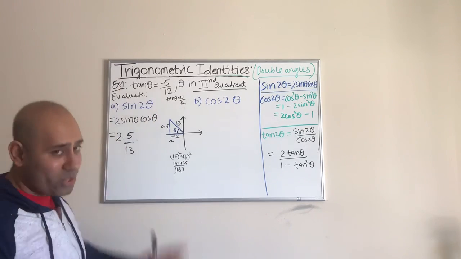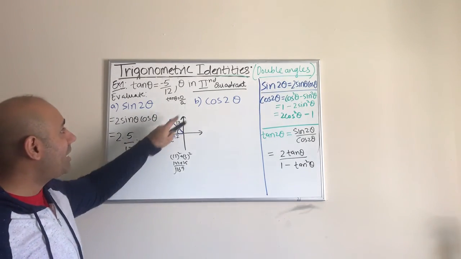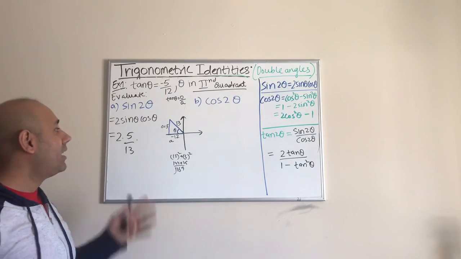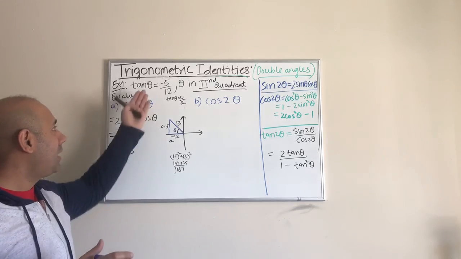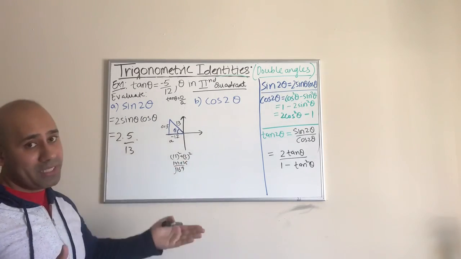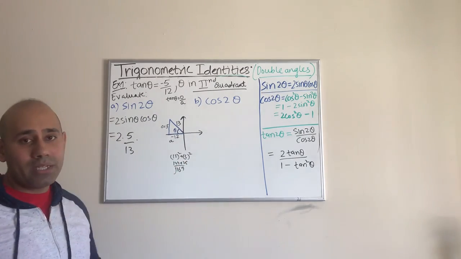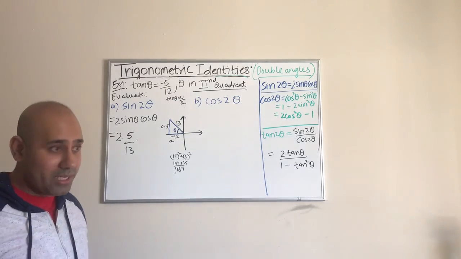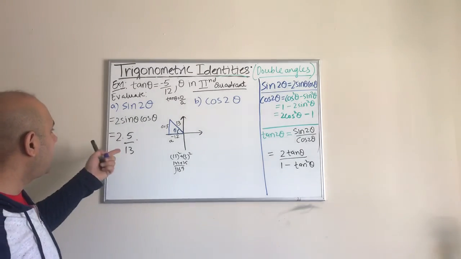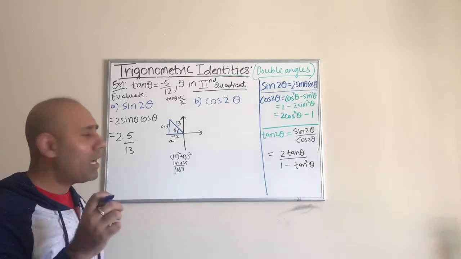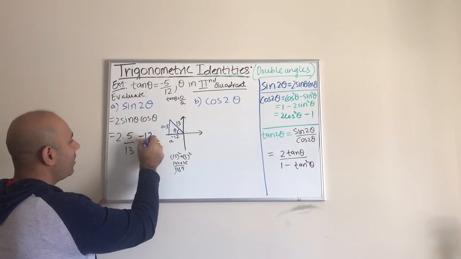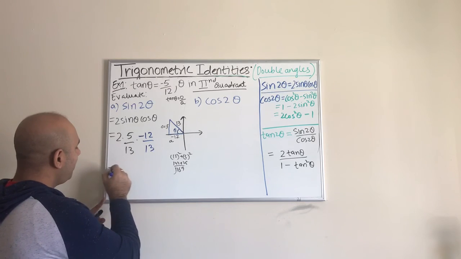Given this, we just draw the reference triangle in the second quadrant, because it says in the second quadrant. We've labeled the sides based on the given information, and then we find the missing piece. In this case, it was the hypotenuse, which we found out to be 13, and we write this 5/13 here. And cosine of theta we know is the adjacent over hypotenuse, which is going to be -12/13.